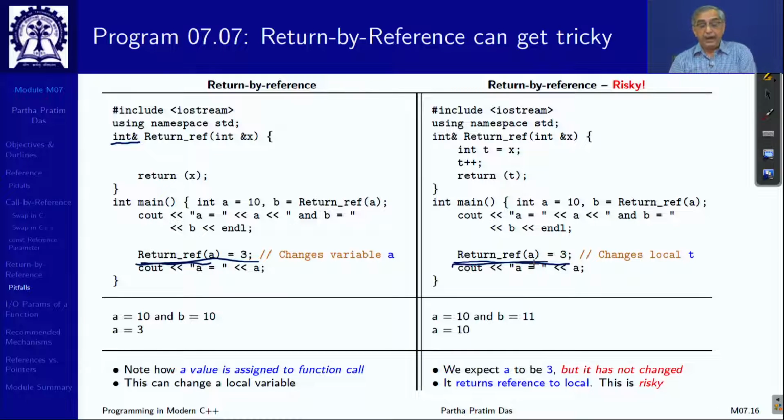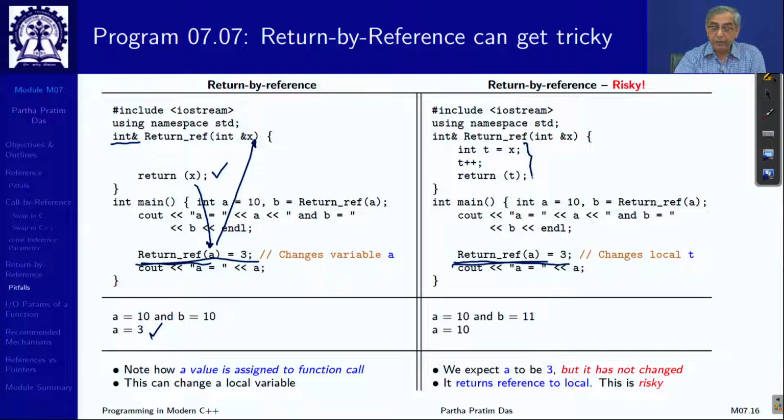So, if I write it like this, then in this case what will happen? x is a reference of a, and that x is what is here. So, this actually is x, which means a. So, the assignment actually is happening to a. So, a becomes 3.